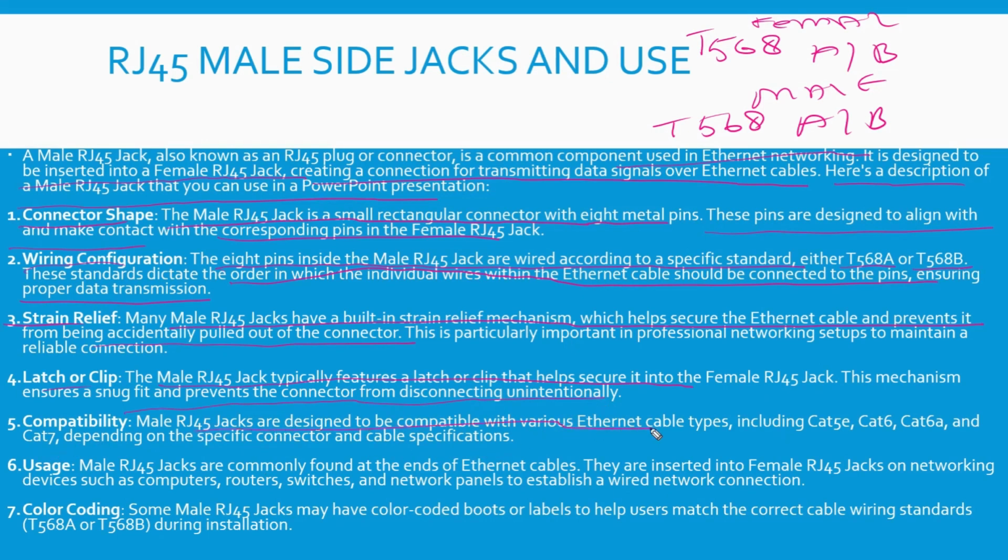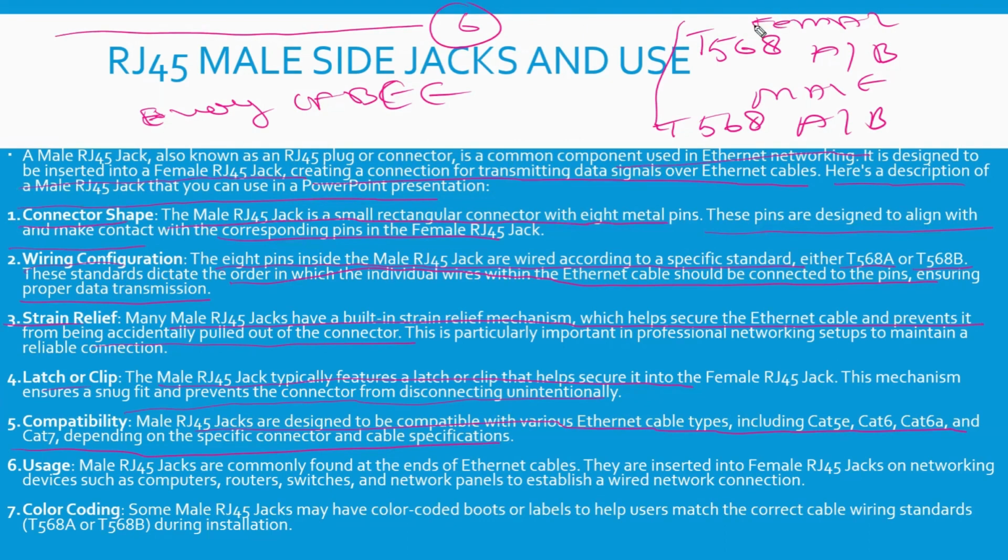Compatibility: connectors are designed to be compatible with various Ethernet cable types, Cat 5e, Cat 6A, 7, depending on the specific connector. So every cable has a different connector, for female and male both. If you want one cable to have a female connector, it depends on your cable, Cat 5e, 6, 6A, and 7. All have different connectors. Depending on your need, you will order those.